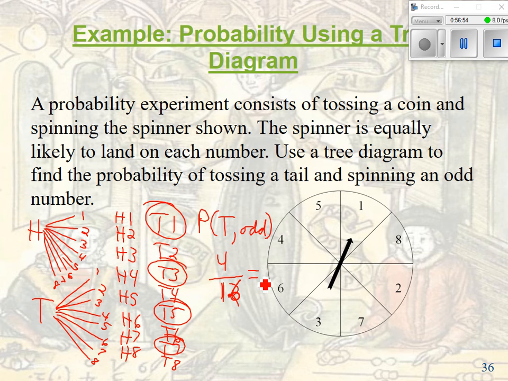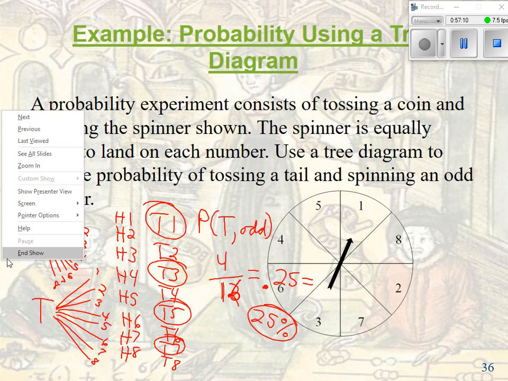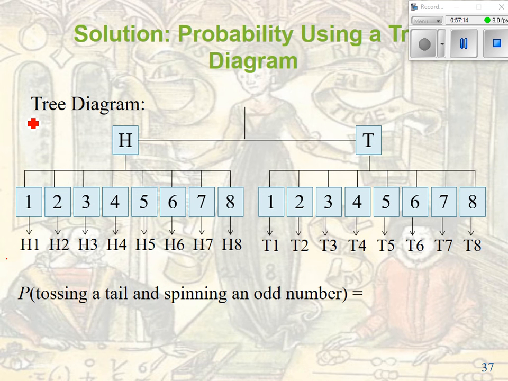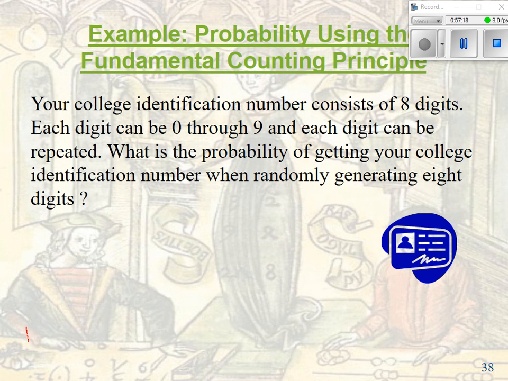If we wanted to change that to a decimal, what's it going to be as a decimal? 4 out of 16. Come on, you don't need a calculator for that. What percent is that? 25%. They made the tree diagram, did all that stuff. 25%.